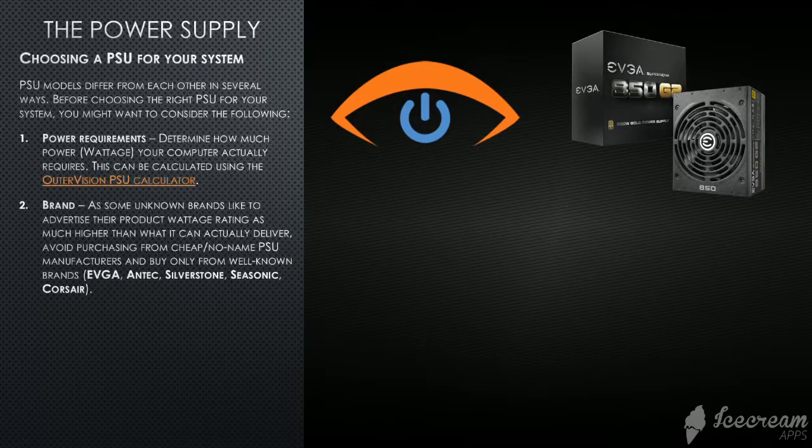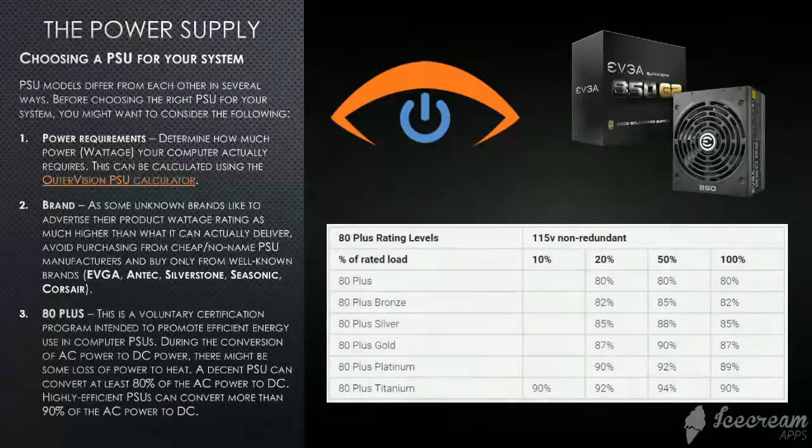The second important consideration is choosing the right brand of power supply, as some unknown brands like to advertise their product wattage rating as much higher than what they can actually deliver. Avoid purchasing from cheap and no-name power supply manufacturers, and buy only from well-known brands such as EVGA, Antec, Silverstone, Seasonic, or Corsair. And lastly, we have the 80 Plus program.